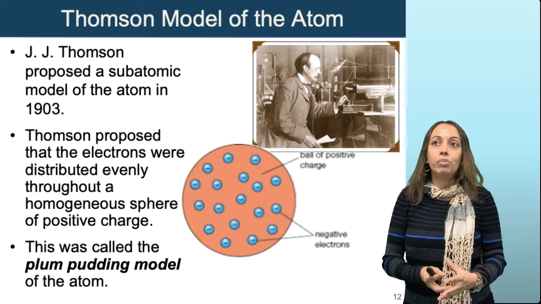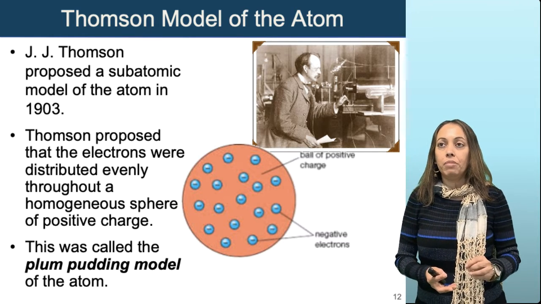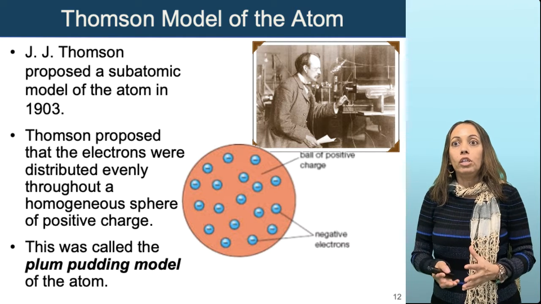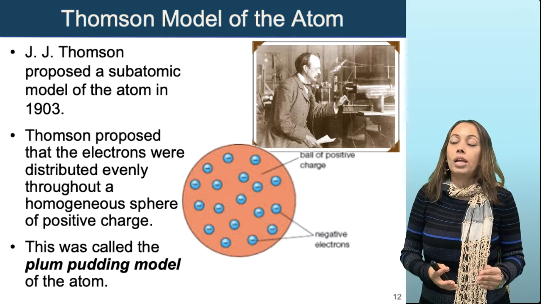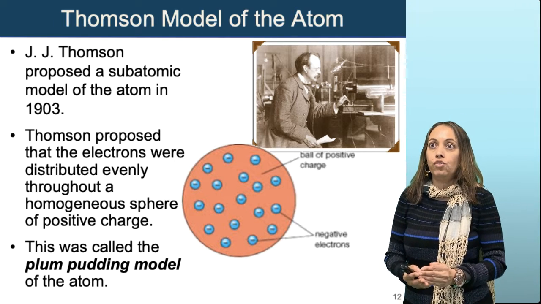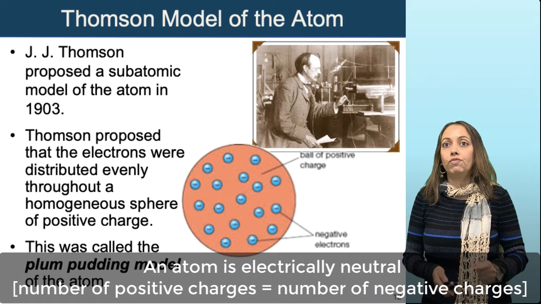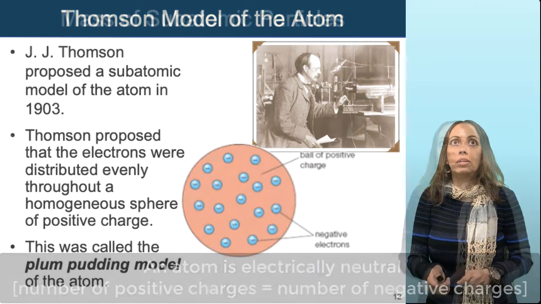So the muffin would be the positive charge, the chocolate chips are embedded in the muffin, and these are the negatively charged electrons. So if you look at the picture there, if you have X number of positive charges, you will have an equal number of negative charges. So an atom is electrically neutral. The number of positive charges will always equal the number of negative charges.